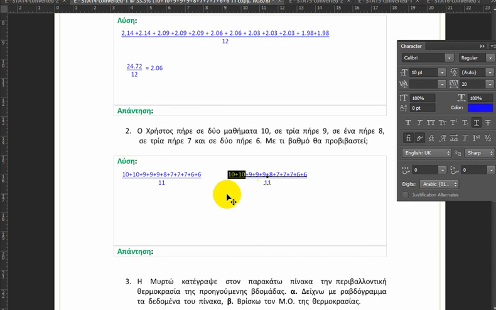I mean, it's one-digit numbers, basically. 10 and 10 is 20, and 9 is 29, and 9 is 38, and 9 is 47, and 8 is 55, and 7 is 62, and 7 is 69, and 7 is 76, and 6 is 82, and 6 is 88. 88 divided by 11 is 8.